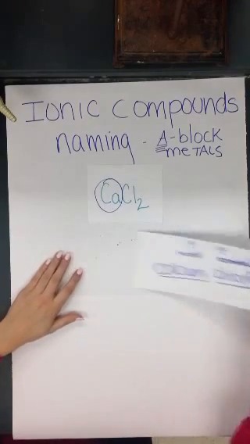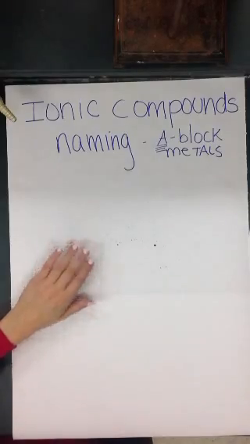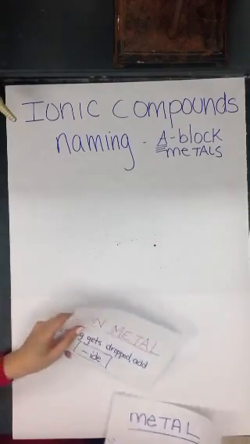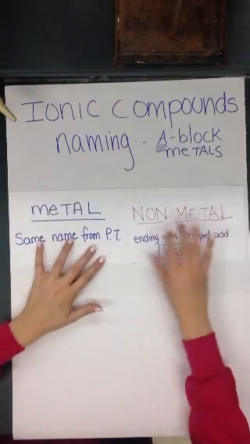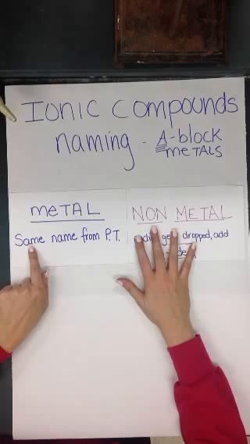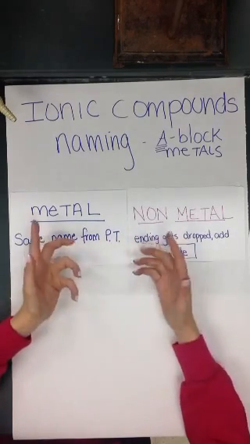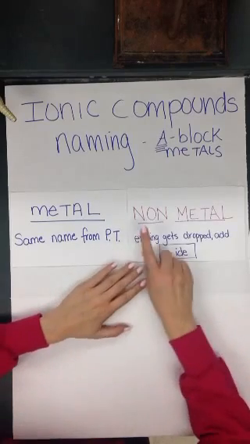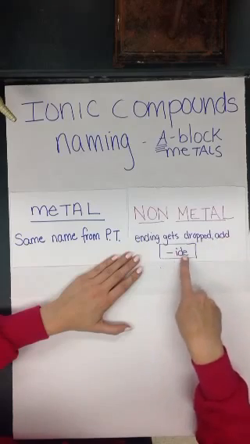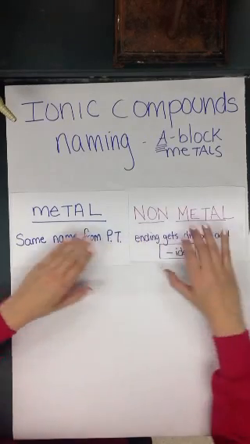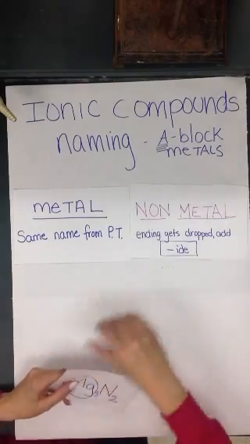All right, so we seem to be forming a rule. Let's get that rule down. Remember, metal comes first, non-metal comes second. The metal keeps its name from the periodic table. PT stands for periodic table. Same name from the periodic table. I just copied it down. That is true. The non-metal, we dropped the ending and we added IDE. That is always true. So let's take a look at one more example seen here.